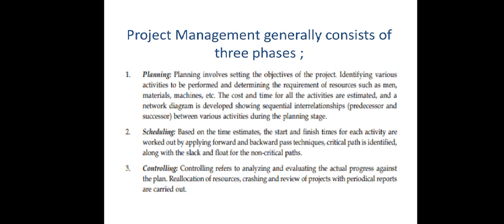And third one is controlling. Controlling is analyzing and evaluating. That means comparing the actual performance with the standard performance. What is the standard here? As per the planned one. So actual progress is compared with the plan, and then if there are any differences, the resources are reallocated. This is called controlling. So three main phases of project management are planning, scheduling and controlling.